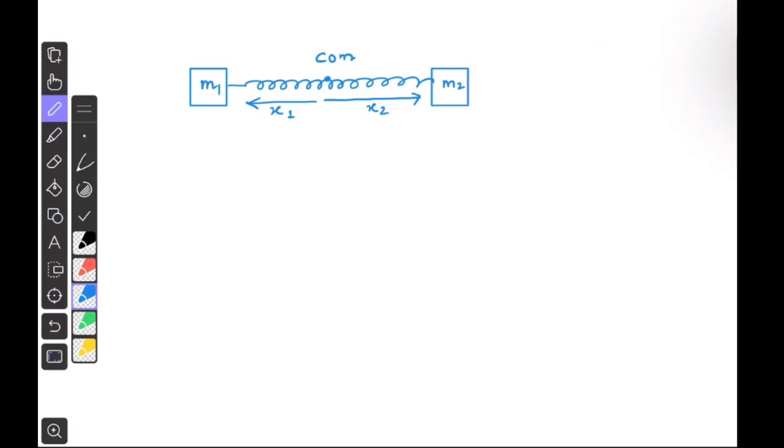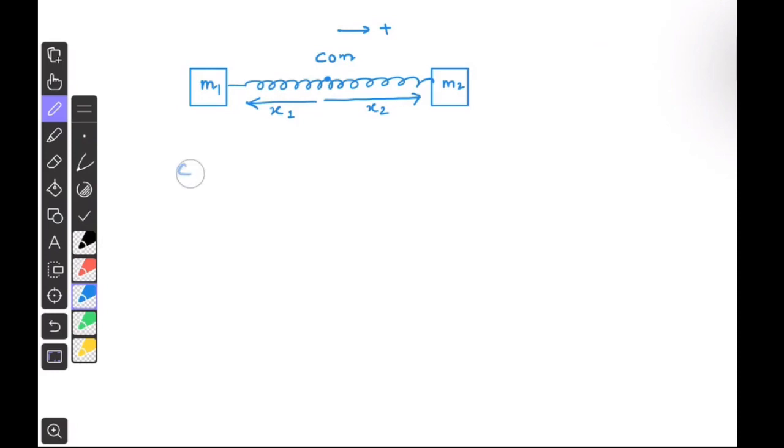Suppose x2 is 2, x1 is 3. So it will be 2 plus 3. But in vector form, if I am going to write it down, considering one side as positive, suppose this side is positive, what must I write? x2 minus x1. m1 m2 by m1 plus m2. Plus only. Minus would mean infinite mass, so minus was not there.